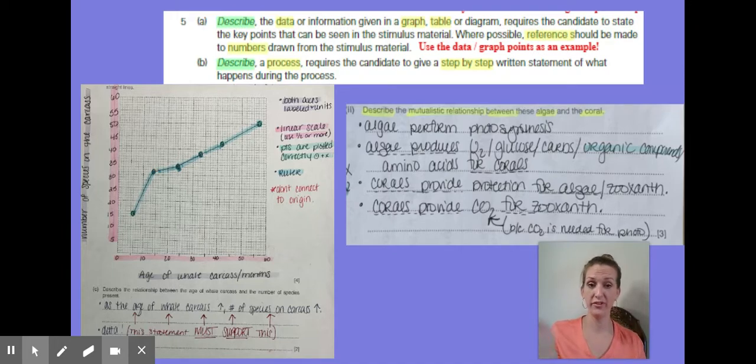My relationship was, as one increased, the other increased. Prove it. Okay, cool. From 5 months to 15 months, there's an increase in months, and they gained 17 new species, so there's an increase in species. I just supported my own statement. Your data has to support the statement that you made.